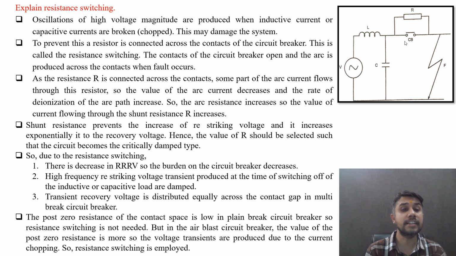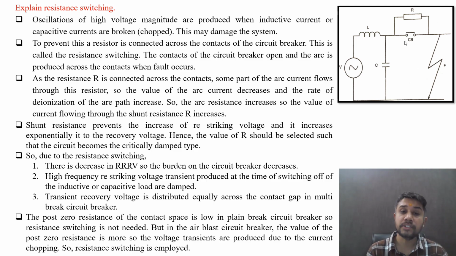This shunt resistance prevents the increase of restriking voltage, and it increases exponentially with time, up to the value of recovery voltage. Hence the value of R should be selected such that the circuit becomes the oscillatory or critically damped type. Due to the resistance switching, there is a decreasing rate of rise of restriking voltage. So the burden on the circuit breaker contacts decreases.